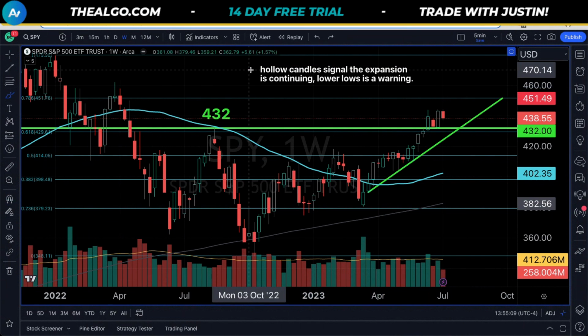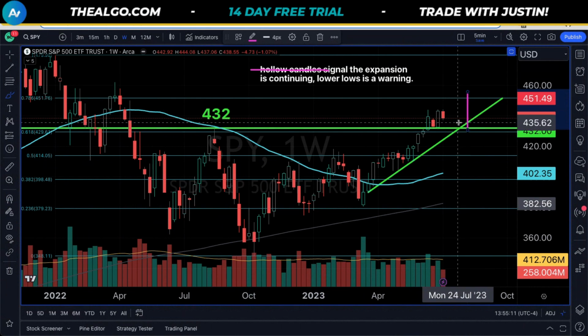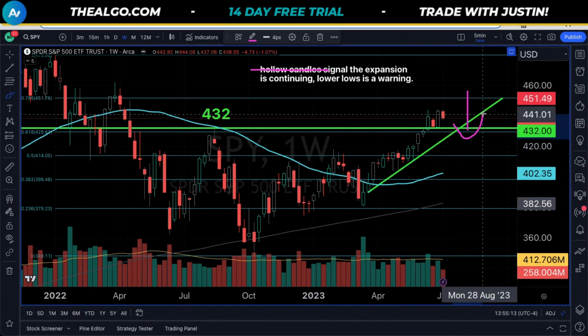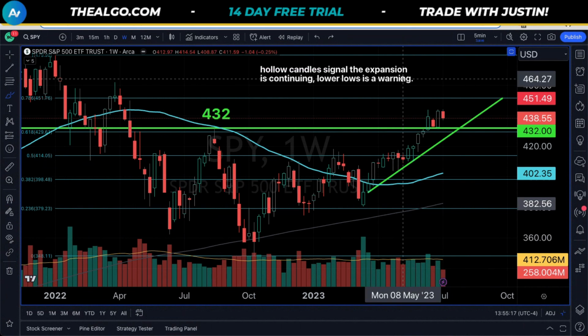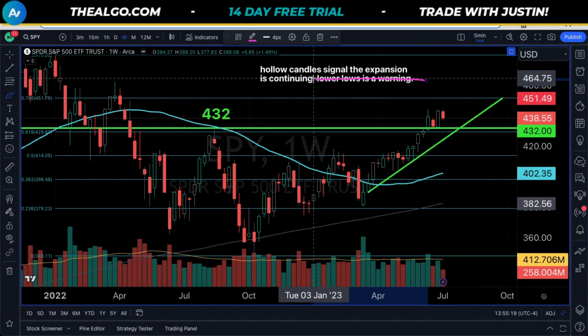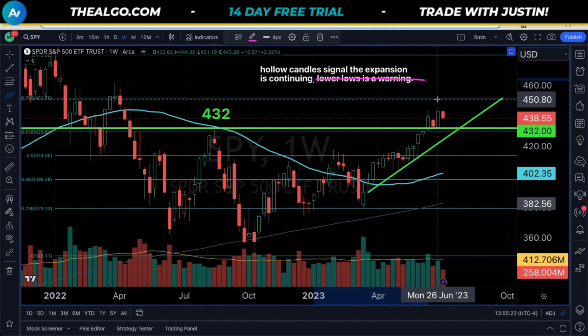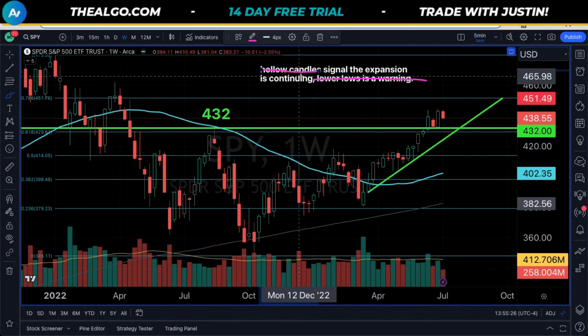So what do we have? Well, we don't have a hollow candle. We closed lower than we opened, which just means that we're more bearish on Friday than we were on Tuesday when the market opened. And then lower lows are a warning. We also don't have that. We have a tight inside bar, 444.3, 444.0, tight bar, no hollow candle, no lower low.